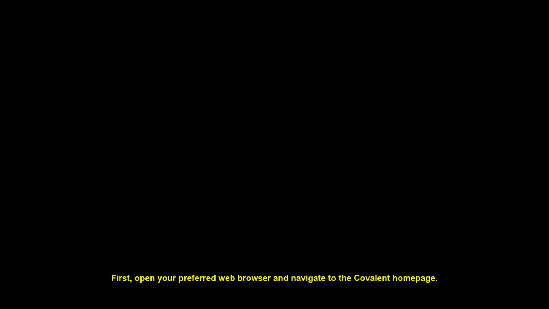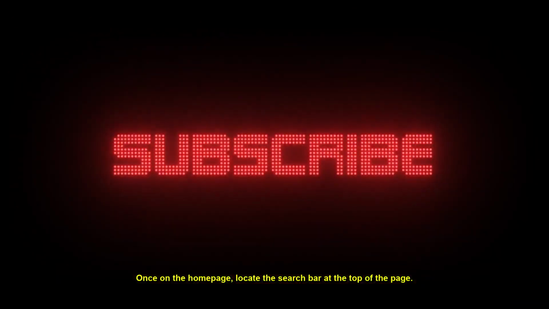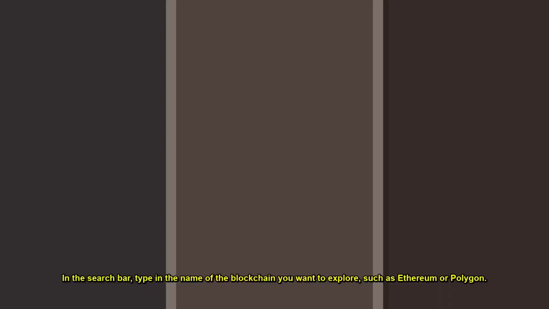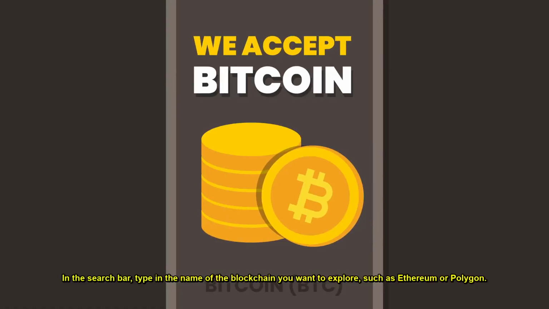First, open your preferred web browser and navigate to the Covalent homepage. Once on the homepage, locate the search bar at the top of the page. In the search bar, type in the name of the blockchain you want to explore, such as Ethereum or Polygon.